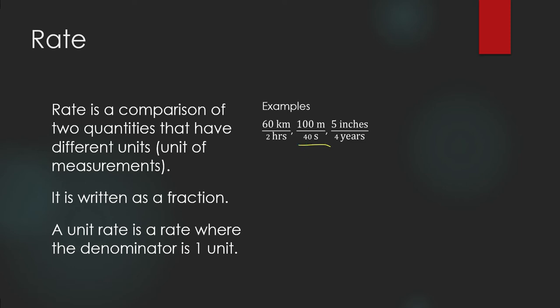This one, 100 meters over 40 seconds, is something that you might have seen when you were competing in a running competition, in track and field, a 100-meter dash. Maybe this is what you saw when you competed in a 100-meter dash for your class as a class representative during the sports festival of your school. You were able to finish 100 meters in 40 seconds. So that is a rate, and that is speed, actually.